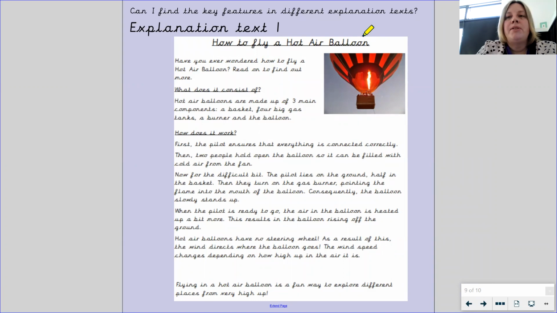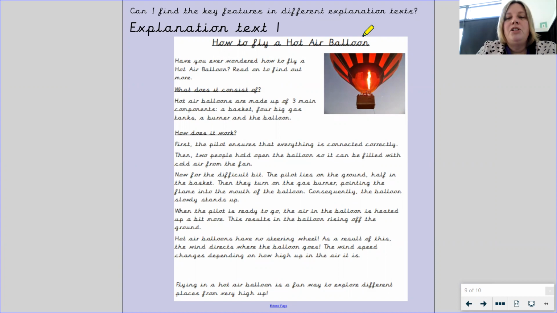I'm going to read this one to you very quickly. How to fly a hot air balloon. Have you ever wondered how to fly a hot air balloon? Read on to find out. What does it consist of? Hot air balloons are made up of three main components: a basket, four big gas tanks, a burner, and the balloon.